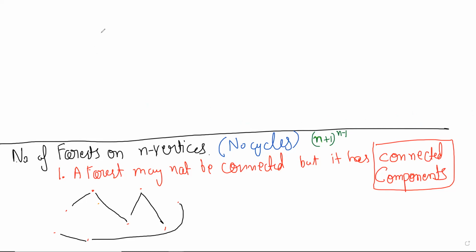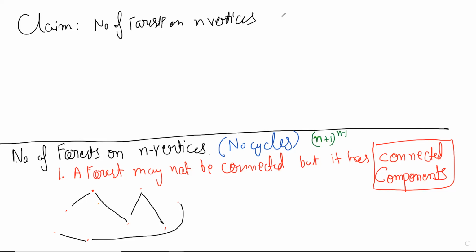Yeah, but it could have many components. But yeah, that's right. We have to connect these components. Yeah. But you see, the claim is that the number of forests and vertices is this. But can anybody say clearly what this is?